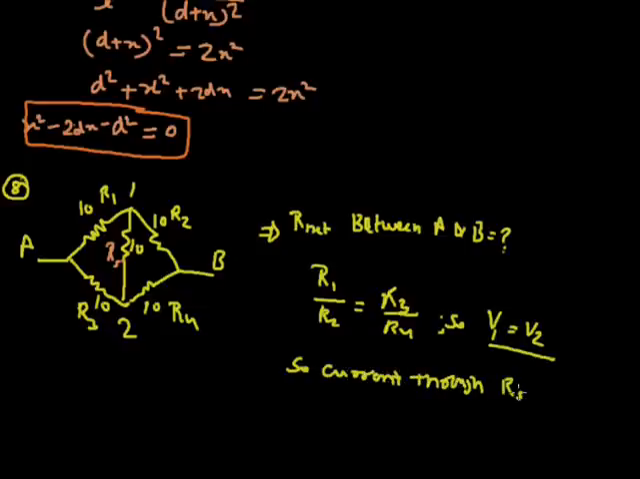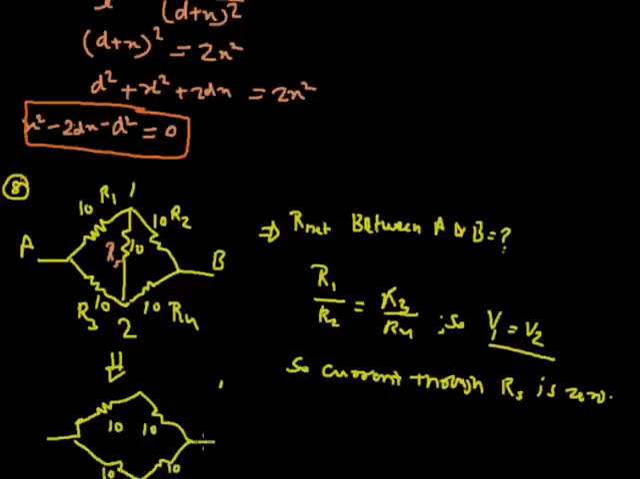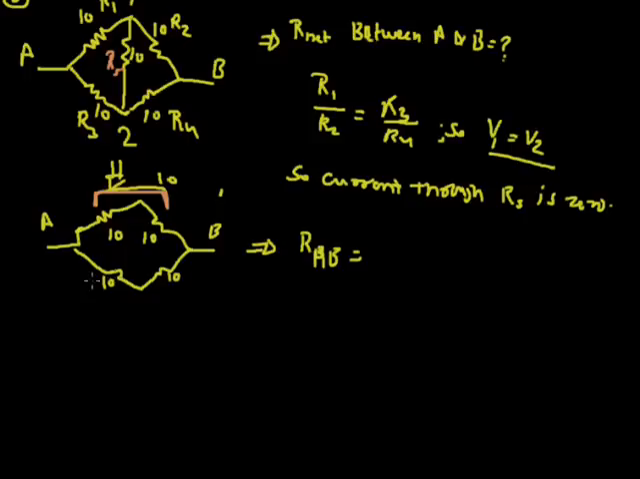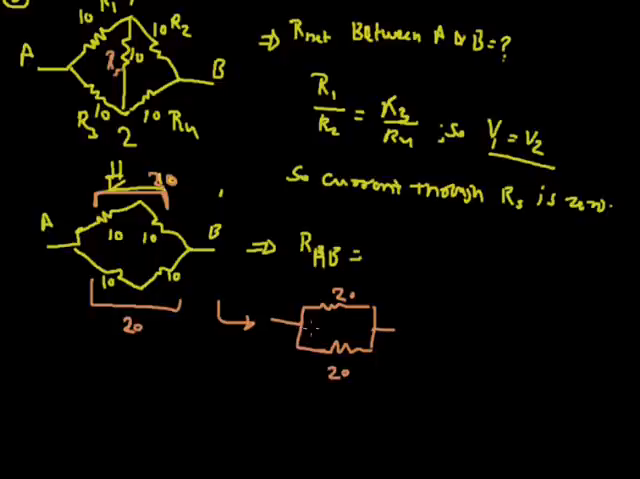So the current through R5 is 0, and since there is no current, it can be removed from the circuit. So we can draw this circuit again like this. RAB will be simply, this net resistance is 10 and this net resistance is 10, sorry, 20, and this is also 20. So this circuit can be written as 20 and 20. By the parallel combination, this is equal to 20 by 2, which means 10 ohm. So this is the simple value.